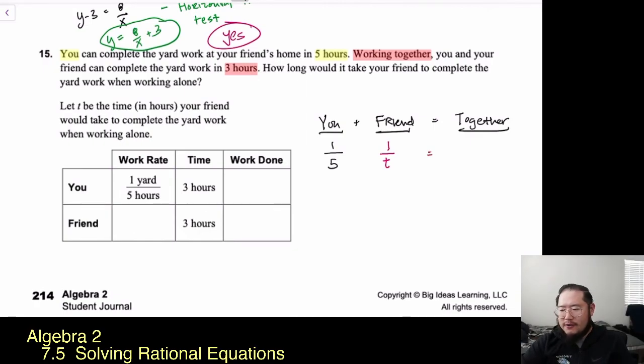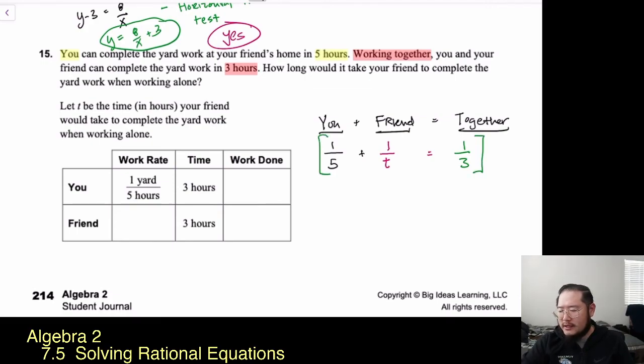How long does it take for you guys to do it together? Well, it says we could do it together in 3 hours. So we're not just going to put 3 right here. I'm going to go ahead and put 1 over 3. That 1 yard takes you guys 3 hours. And so now we have ourselves our rational function, or a rational equation, and then we can go ahead and solve this out. And just like that, it's pretty straightforward. Pretty easy, hopefully, right? We can go ahead and use the skills that we just learned to solve for t.